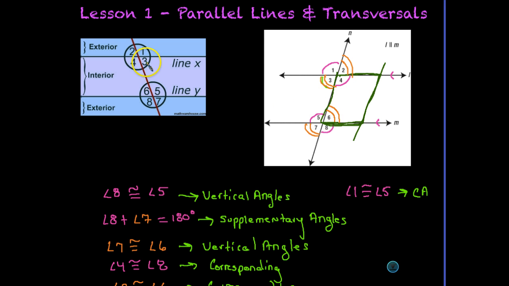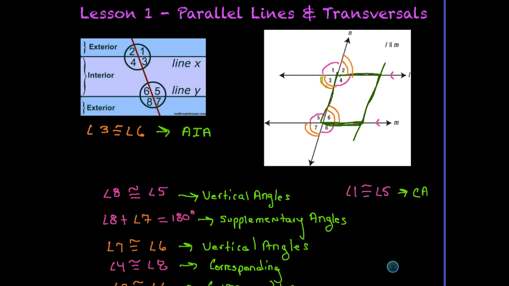Come back over here. 3 and 6 alternate, and they're both on the interior. So 3 and 6 are also congruent. So we could say that angle 3 is congruent to angle 6, and this is due to alternate interior angles, and I'm abbreviating that as AIA, alternate interior angles, but you would want that in your notes as well.